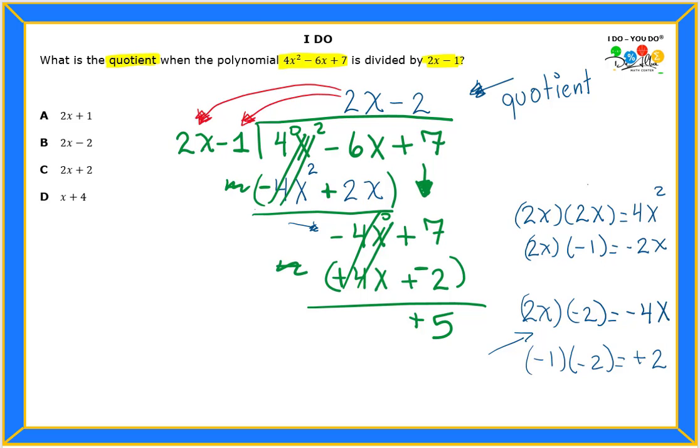So take a look at your quotient, which is the answer up here, and see if you can find the answer that matches that. Okay? And yes, the answer should be letter B. Very good. That 5 that you have here on the bottom is your remainder, right? Okay, very good.